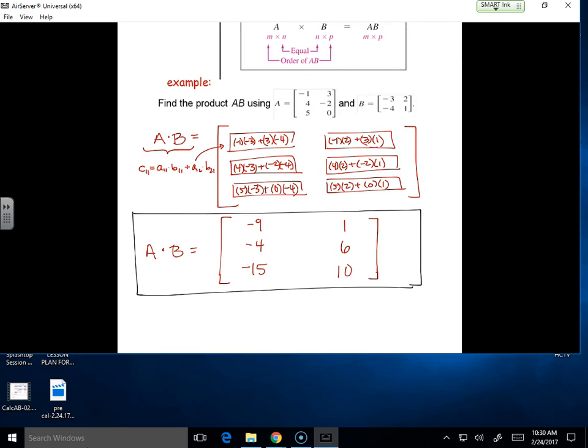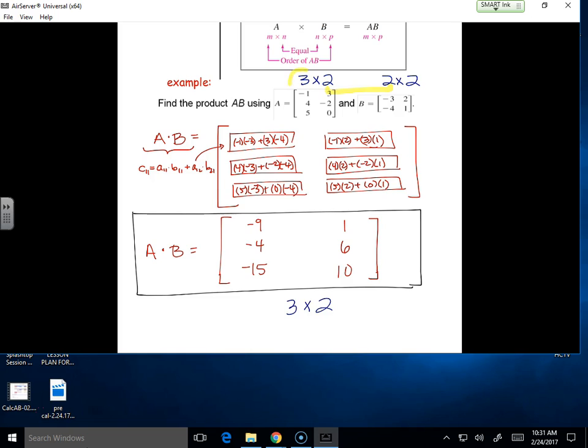What is the order of matrix A? And what's the order of matrix B? And what's the order of the answer? In order for this to work, these two numbers have to be the same. So the across or the columns have to equal the down or the rows. The inside numbers have to be the same.